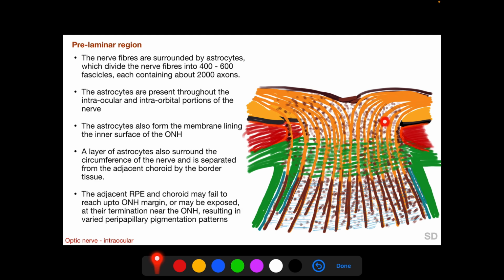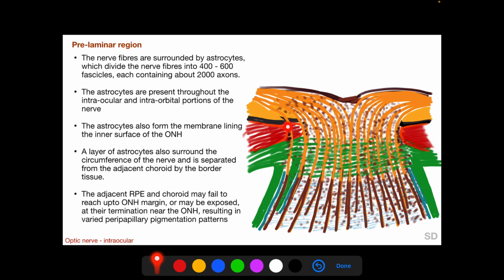In the prelaminar region, the nerve fibers are surrounded by astrocytes, which divide the nerve fibers into 400 to 600 fascicles, each of these fascicles containing about 2000 axons. The astrocytes are not restricted to the prelaminar region but are present throughout the intraocular and the intraorbital portion of the optic nerve. The astrocytes also form a membrane lining the inner surface of the ONH.